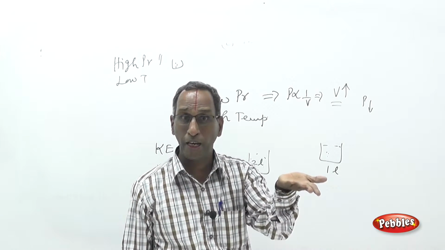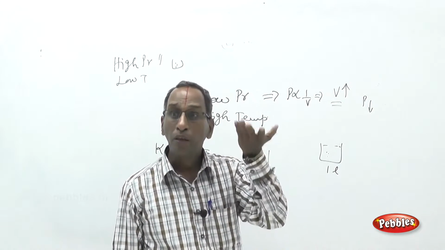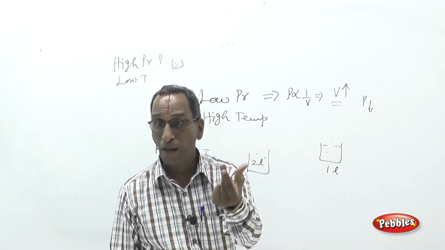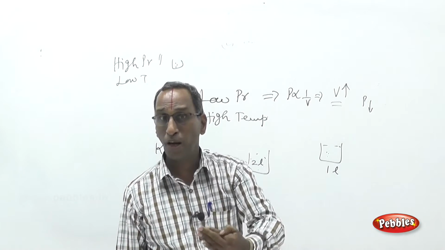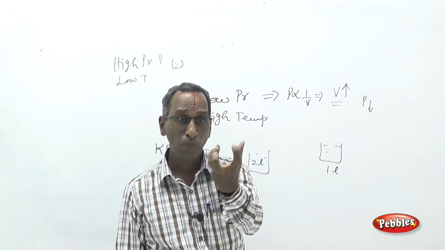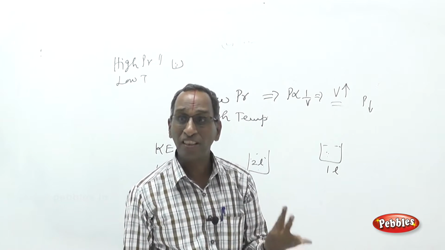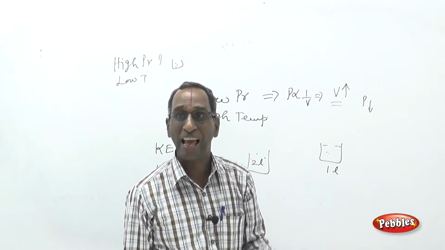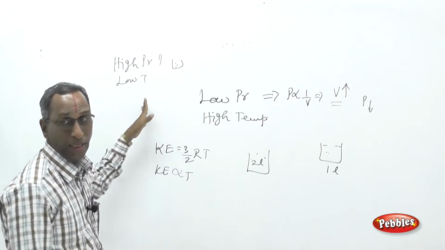If the molecules are brought closer, intermolecular forces are greater. Even in physics we have studied that F is inversely proportional to the square of the distance. If the molecules are brought closer, the force increases. So the molecule cannot move freely, which means it lacks ideality. So at high pressure it will not behave ideally.